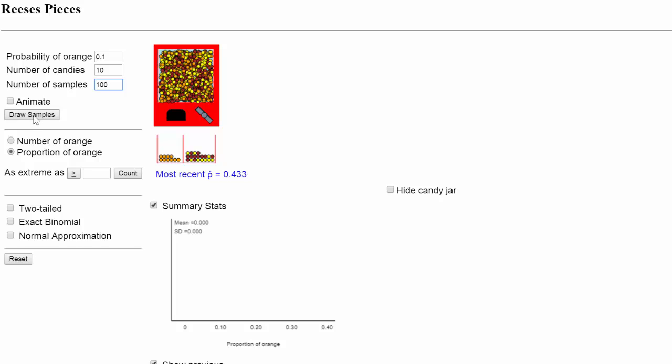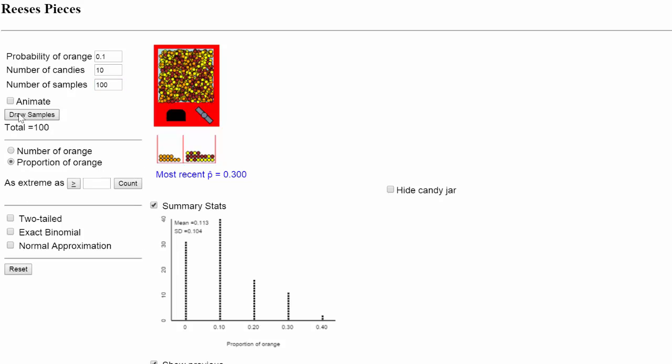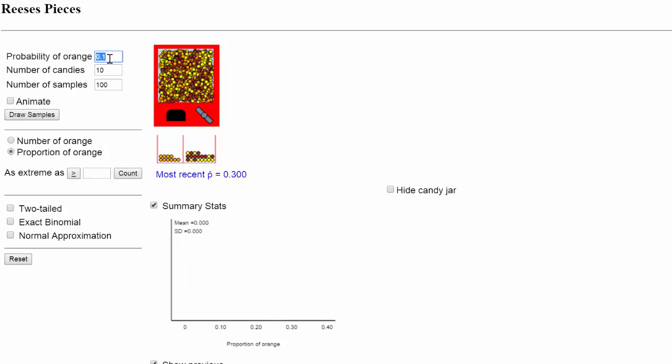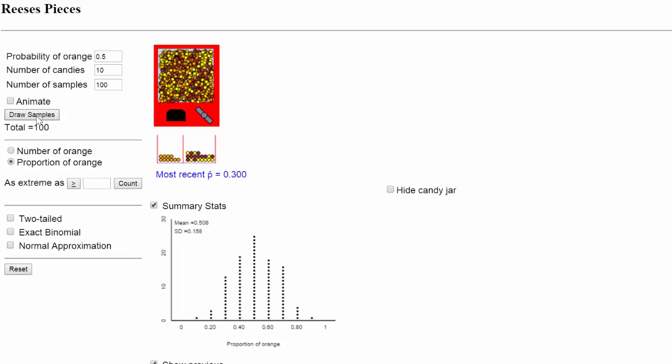Select Draw Sample, and what do you notice about its shape? It is not normally distributed, is it? It is skewed to the right. Now, let's just change the probability of orange back to 0.5. And we're going to press Reset. And click Draw Sample. What do you notice? It is back to our familiar normal and symmetric distribution.